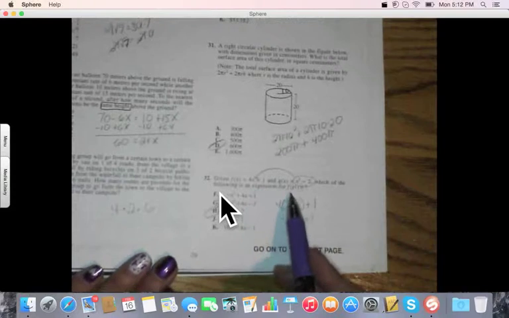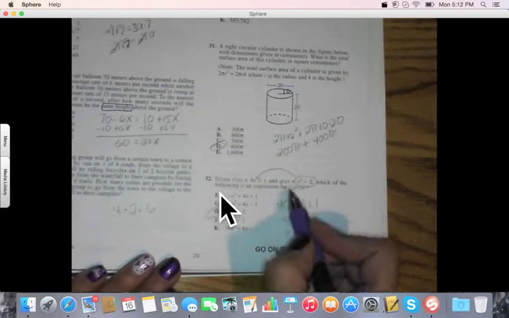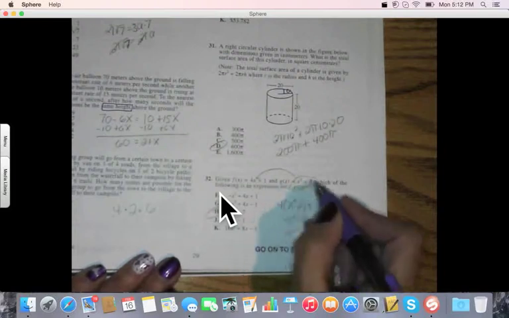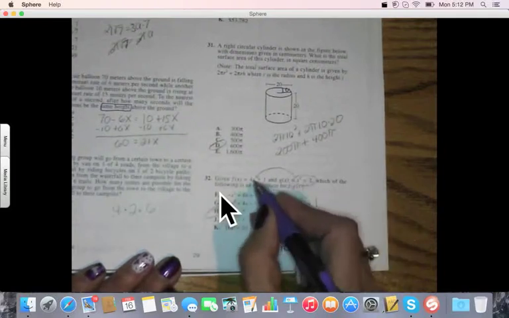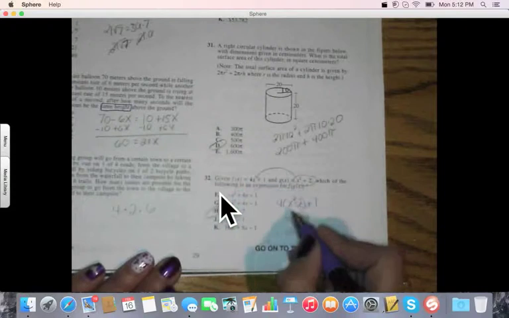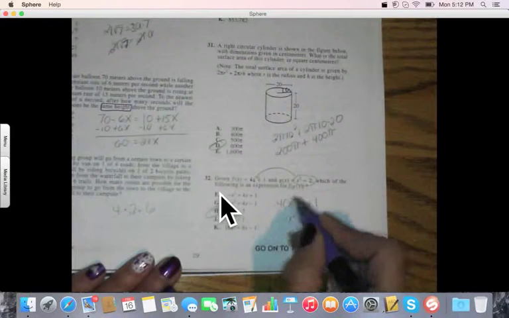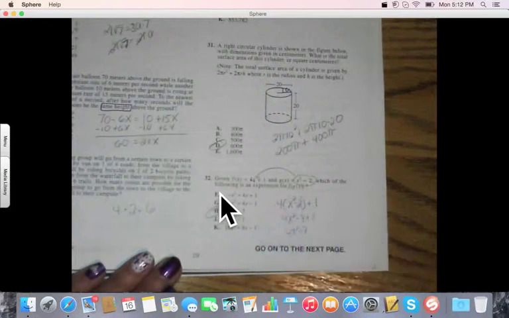And then here, your composite functions from advanced algebra. We want f of g, so we want to stick g inside of f. So you take g, put it inside of f for the x, so it's 4 times function g plus 1. So distribute, you get 4x squared minus 8 plus 1, 4x squared minus 7.